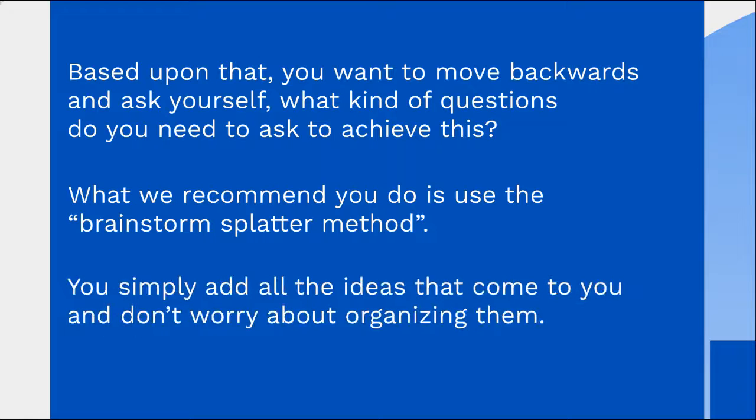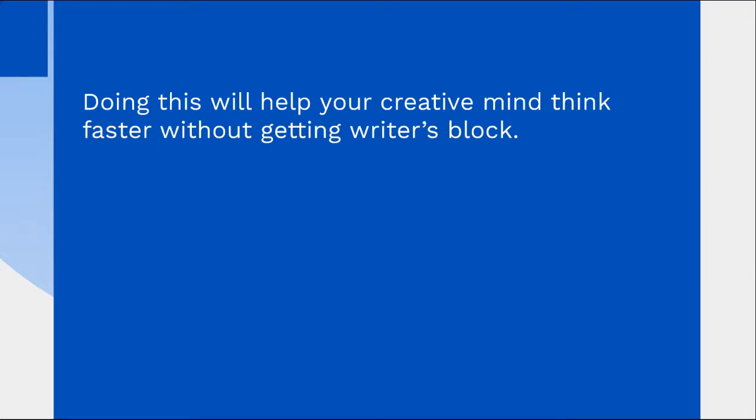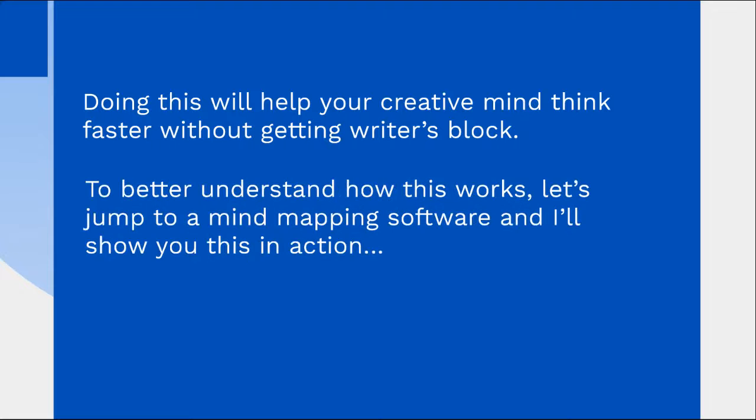All right. So you simply add all of your ideas that come to you and jot them down. It doesn't matter where they are on the piece of paper. They just need to be on the piece of paper. So no order, no organization, or anything like that. Doing this will help your creative mind think faster without getting writer's block. Now, to better understand how this works, let's use an example. Let's jump to a mind mapping software and use the brainstorm splatter method. I'm going to show this to you in action.